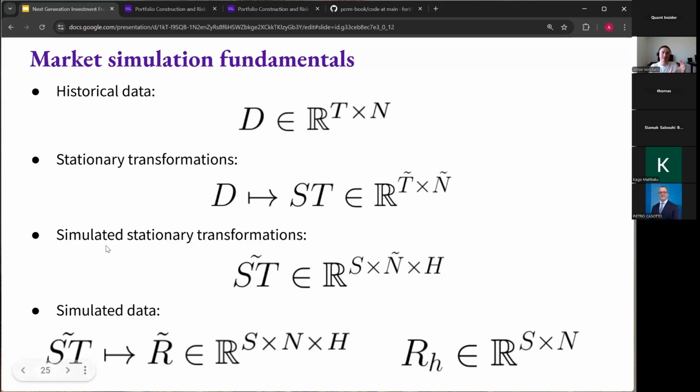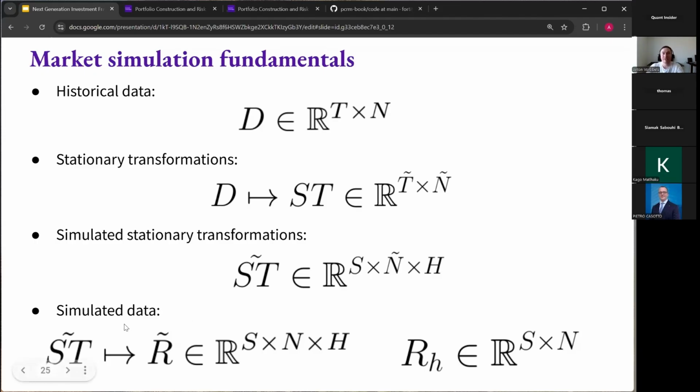So then once we have these stationary transformations, we focus on simulating paths for them. So basically we say first how many paths we want. So this is this capital S, and usually it's like 10,000. That's the recommendation. And then we say which horizon do we want to simulate on? Because even though you have, let's say, daily data, you might still want to use it to simulate 1 month, 3 months, or 1 year into the future. So this is this capital H, that's the horizon. And then, of course, the number of stationary transformations remains the same. So we have the history, and now we want to generate future paths, joint paths for these stationary transformations.